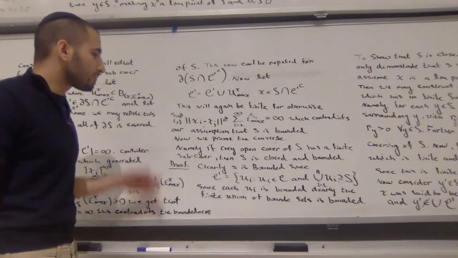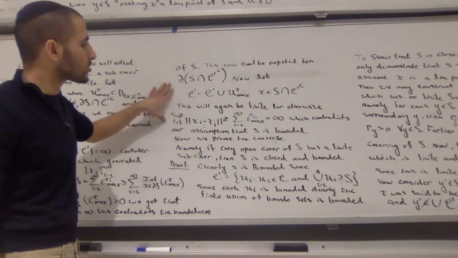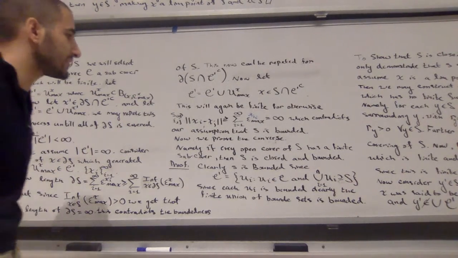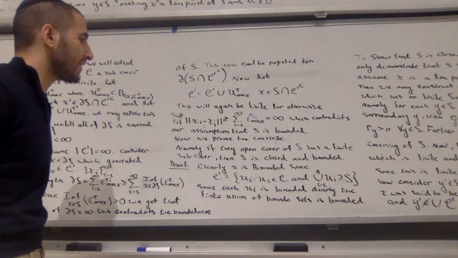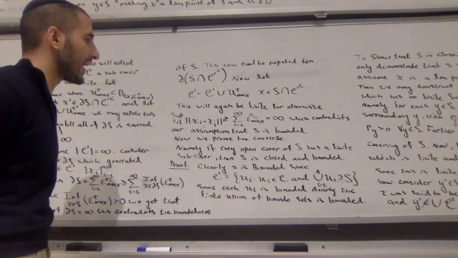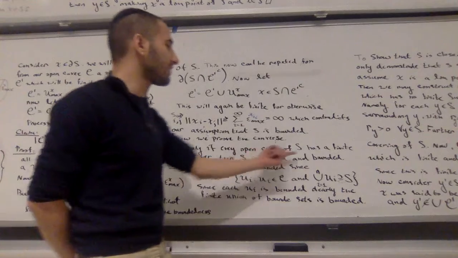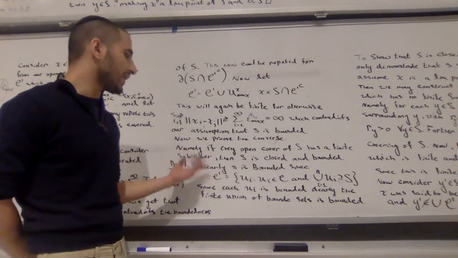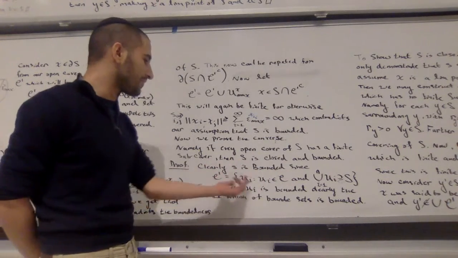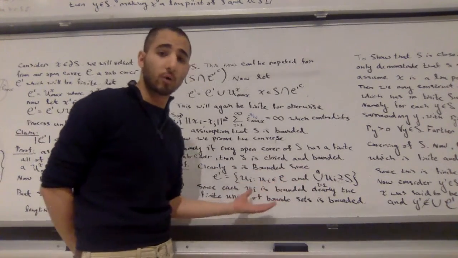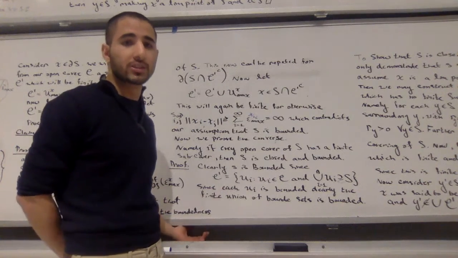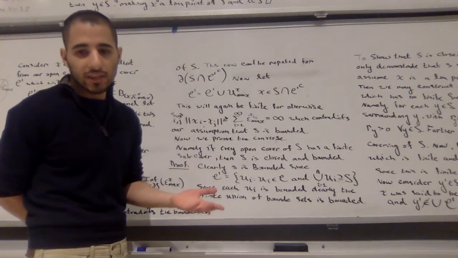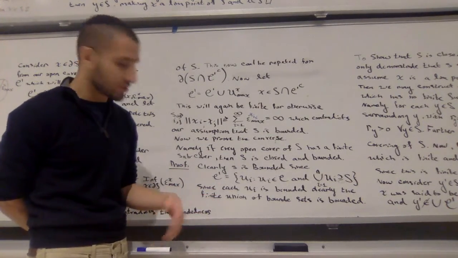Okay, then we went to prove the converse statement, right? We just showed that if S is bounded, then we could find an open subcovering. Now we want to show that if every open cover of S has a finite subcovering, then S is closed and bounded. So the proof is, well, it's clearly bounded since the subcover is made up of a finite number of open covers, and each open cover, of course, is bounded, and so the finite union of open covers is bounded.